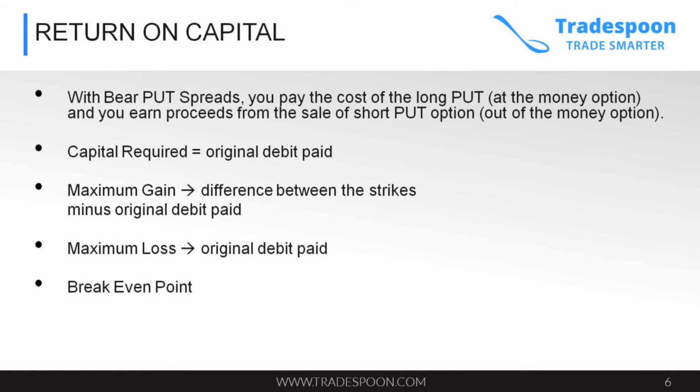Now let's talk about the calculation for maximum gain. Maximum gain is the difference between the strike prices of point A and B minus the original debit that you paid when you got into the position. How do you calculate maximum loss? Well, that's the original debit that you paid. You can never lose more than the original debit you paid for the debit put spread. And the break-even point, again, depends on how much premium you pay for that spread. It's somewhere between the strike prices.